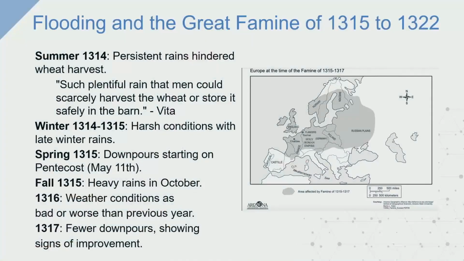So to follow on, what is the preeminent example of flooding and famine from Bruno's talk? I think the biggest example that came to mind was the Great Famine of 1315 to 1322. From the chronologies that we see, there was persistent rain. So from the summer of 1314, it rained, hindering the wheat harvest. It continued, it had cold winters. Then in spring 1315, downpours started on Pentecost. And so if you go into these chronicles, you see it's continuous rainfall in these regions.